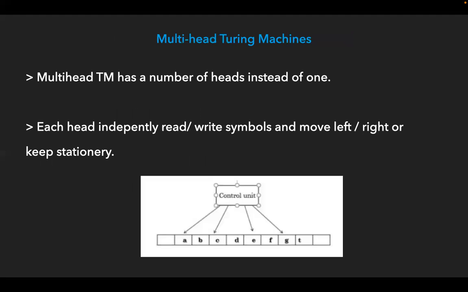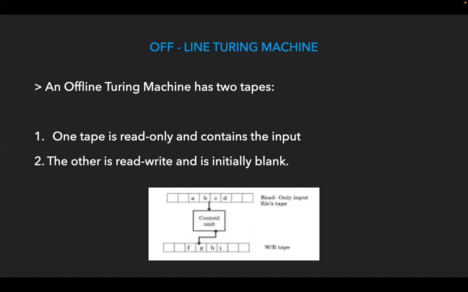Multi-head Turing machines. Multi-head Turing machine has a number of heads instead of one. Each head independently reads or writes symbols and moves left or right or keeps stationary. Offline Turing machine. An offline Turing machine has two tapes. One tape is read only and contains the input, whereas the other is read write and is initially blank. Here you can see the diagram as the read only input file tape and the read write tape are connected to the control unit.